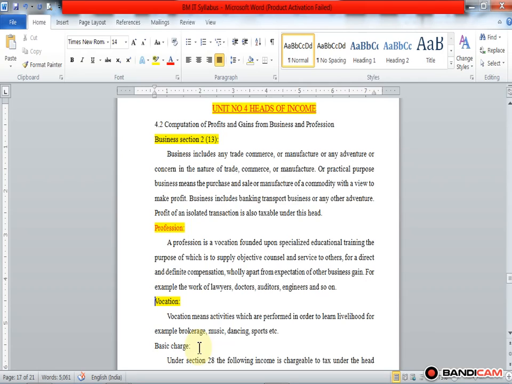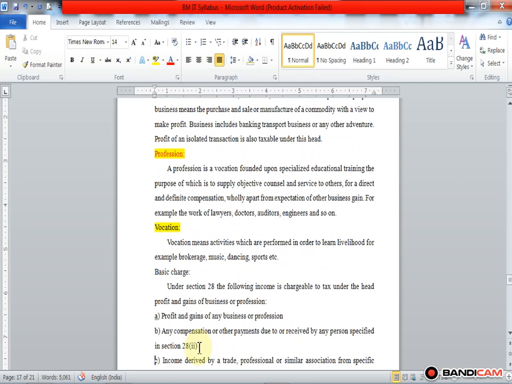Profession means those who provide services and consultancy to clients and charge some amount for these services. Profession includes the work of lawyers, doctors, engineers, auditors, etc. Occupation means any activity performed in order to earn a livelihood. For example, brokerage, music, dancing, sport, etc. are considered under occupation.